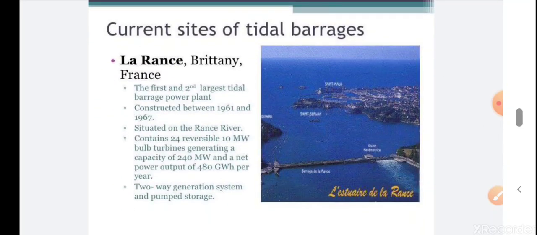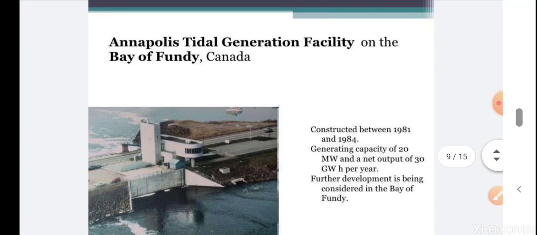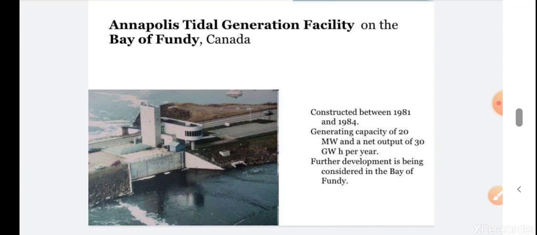These are a few current sites of tidal barrage which I am showing you here. This one is in France, having 24 reversible 10 megawatt turbines generating 240 megawatt of power and a net power output of 480 gigawatt hour per year. And another one is the Annapolis tidal generation facility, which is on the Bay of Fundy, Canada.